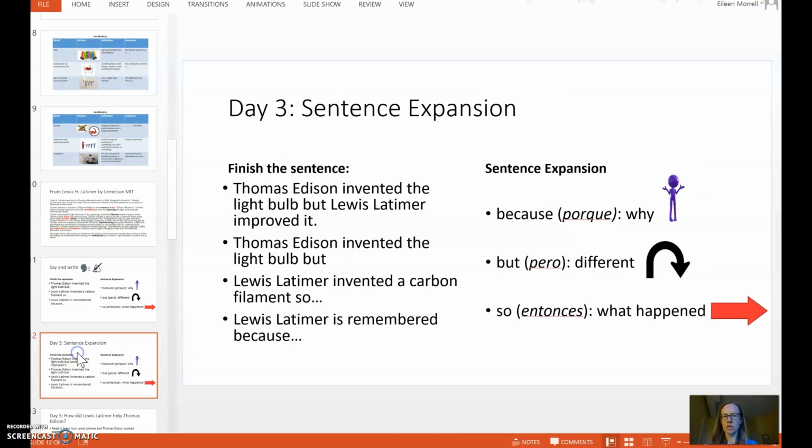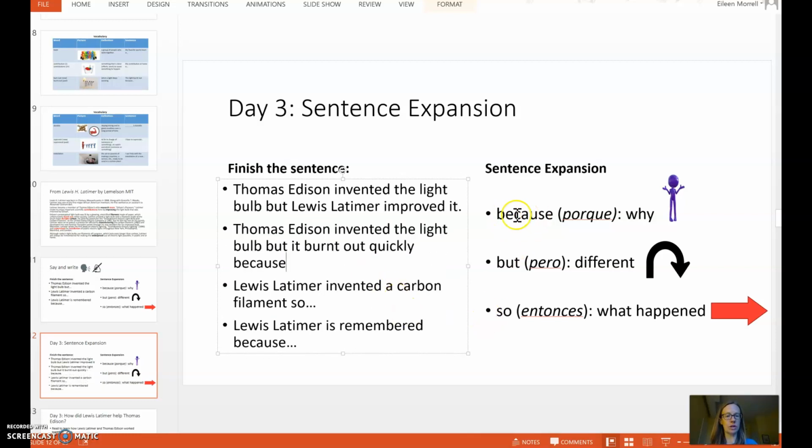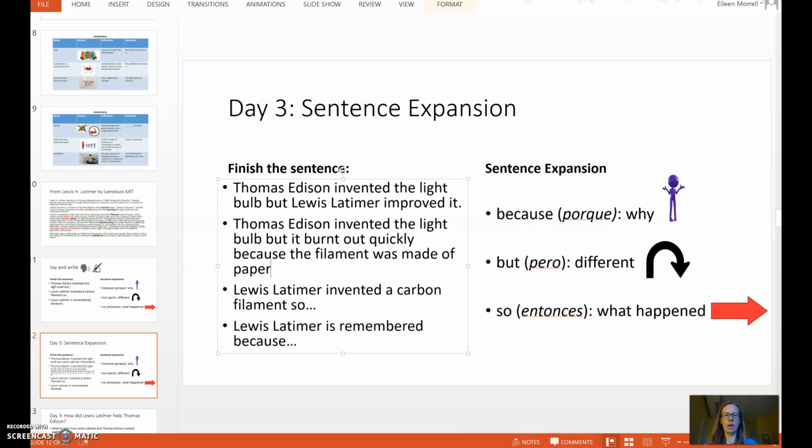So, Thomas Edison invented the light bulb, but it burnt out quickly. Because, look at that, I'm going to use another one of these words, because the filament was made of paper. Okay, so that's two ways that I could finish that first sentence. Let's look at the next one.